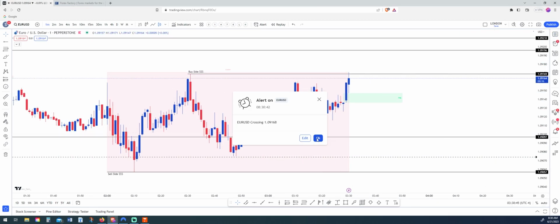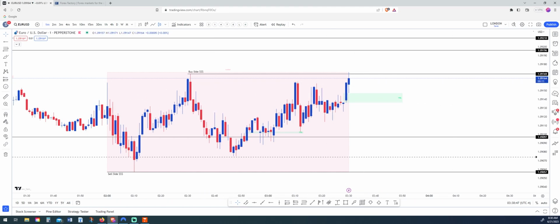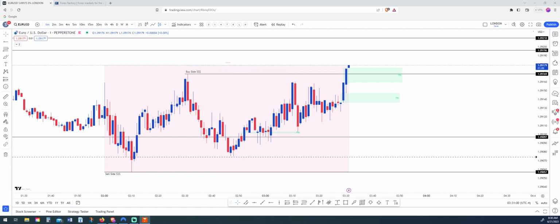So here the alert just got triggered. It's just letting me know that the session high has been taken. So now I'm on guard looking for a potential reversal, which we're going to be using the ICT 2022 mentorship model here, which is going to be a break of structure with displacement and then an entry on a fair value gap that will be in a discount area.